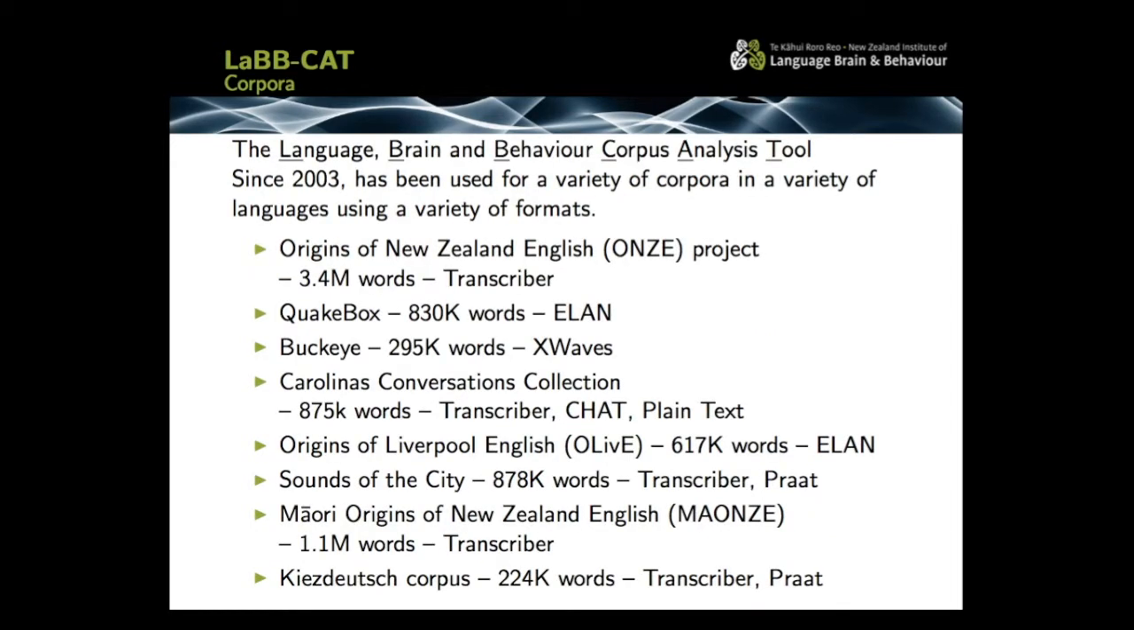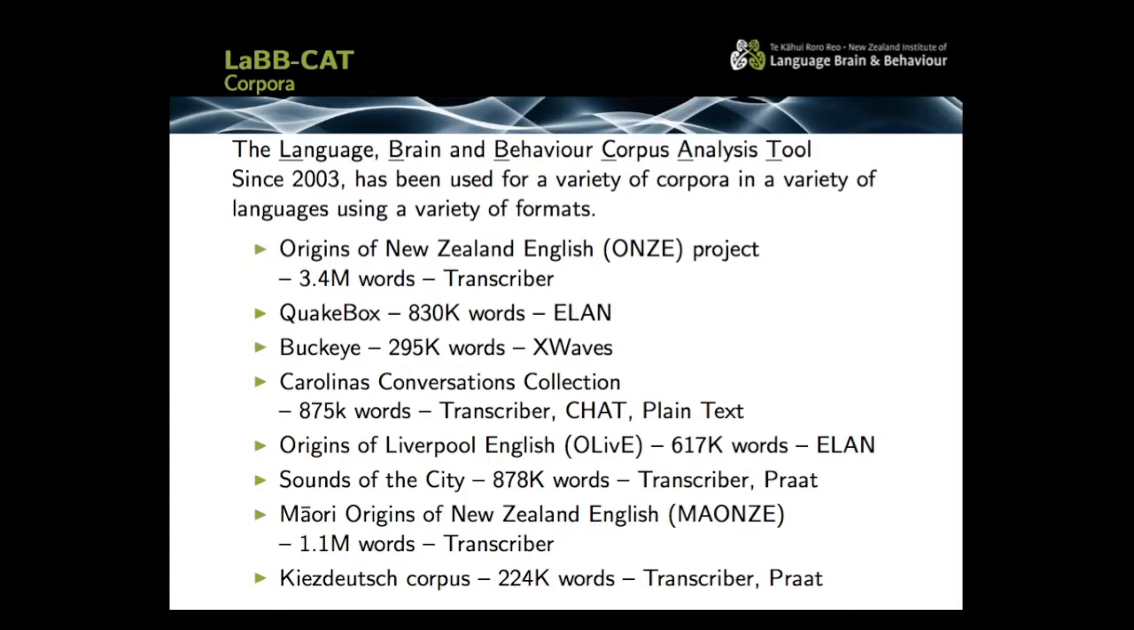We started developing the tool in 2003 as part of the Origins of New Zealand English, or ONZE project. But since then, it has been used for a number of different corpora, including not only New Zealand English, but other varieties of English. For example, American English, Liverpool English, Glaswegian English, and also other languages as well, including Māori and German.